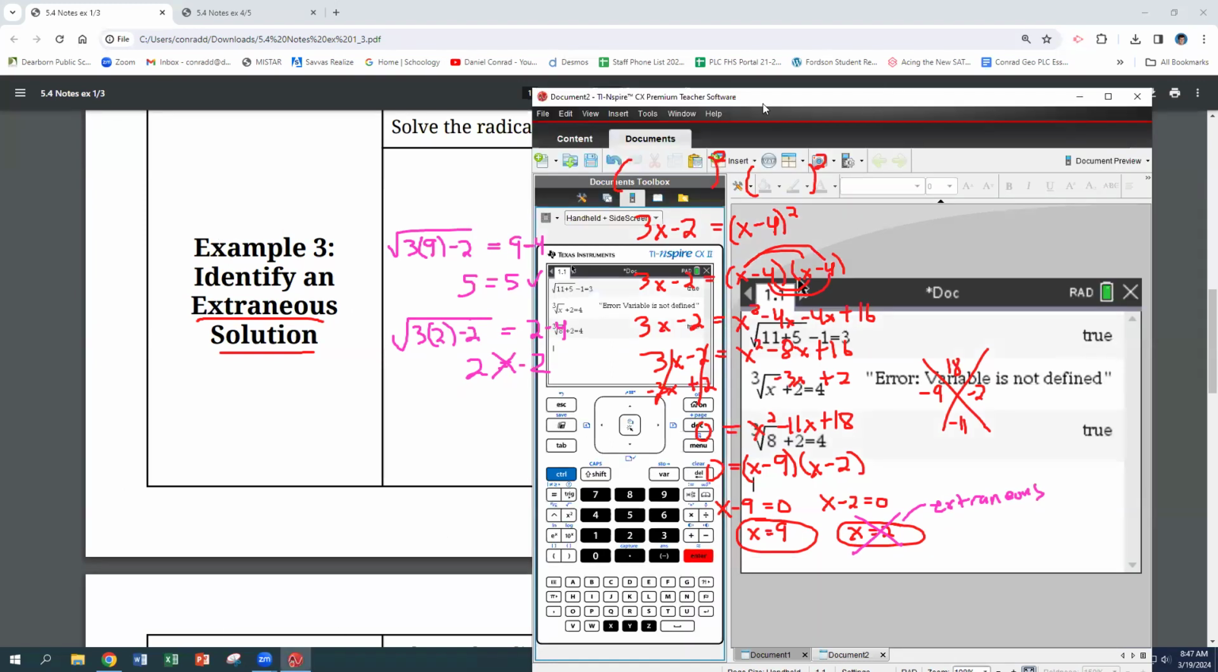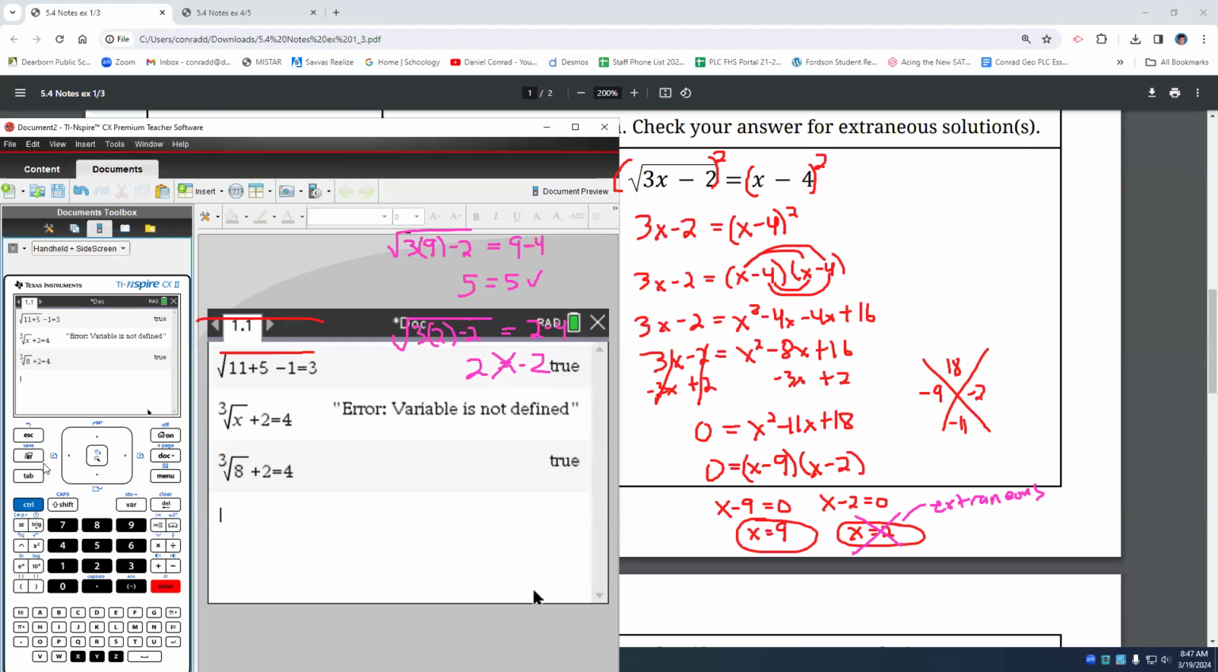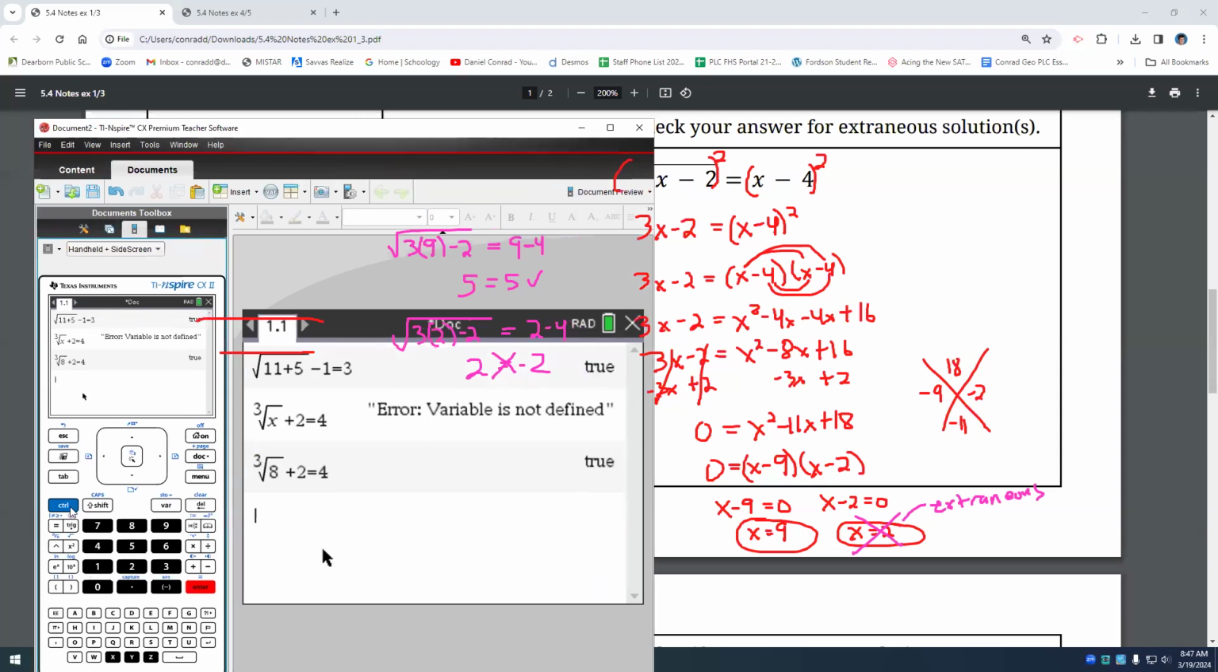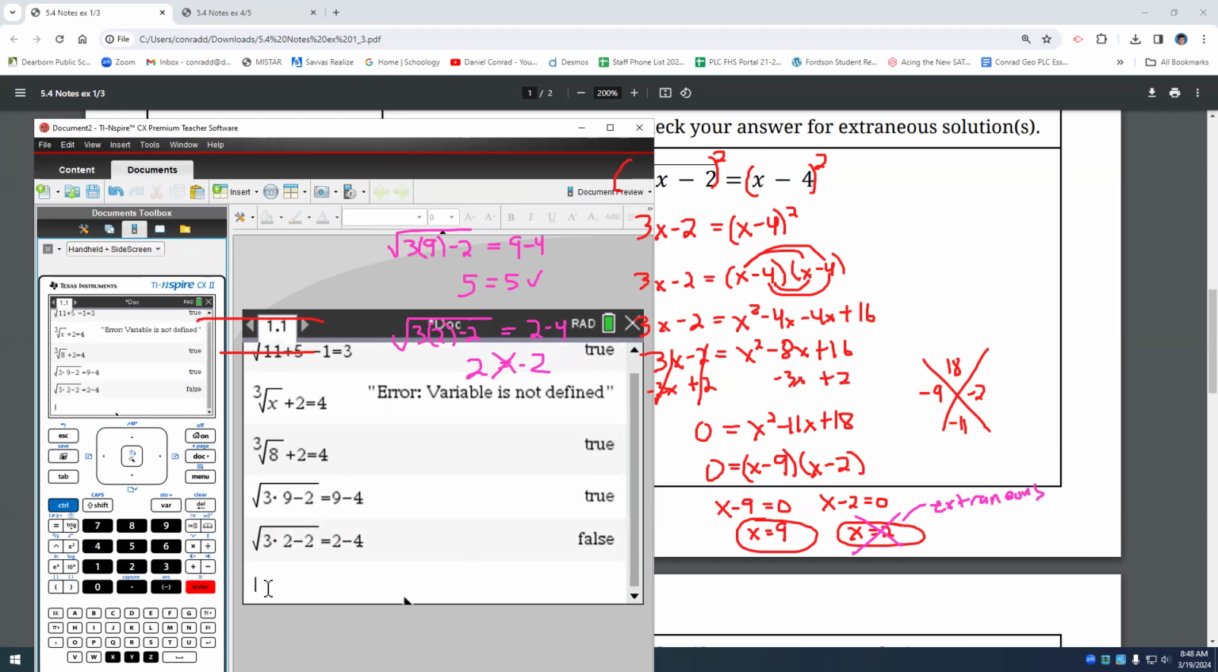And you can use your calculator for this, right? If you pull up your calculator, again, square root of 3 times 9 minus 2 equals 9 minus 4. You hit enter, it's true. I can highlight it and try my other one, which was 2. So this would be 2 minus 4 and 3 times 2. And you can see that one is false.